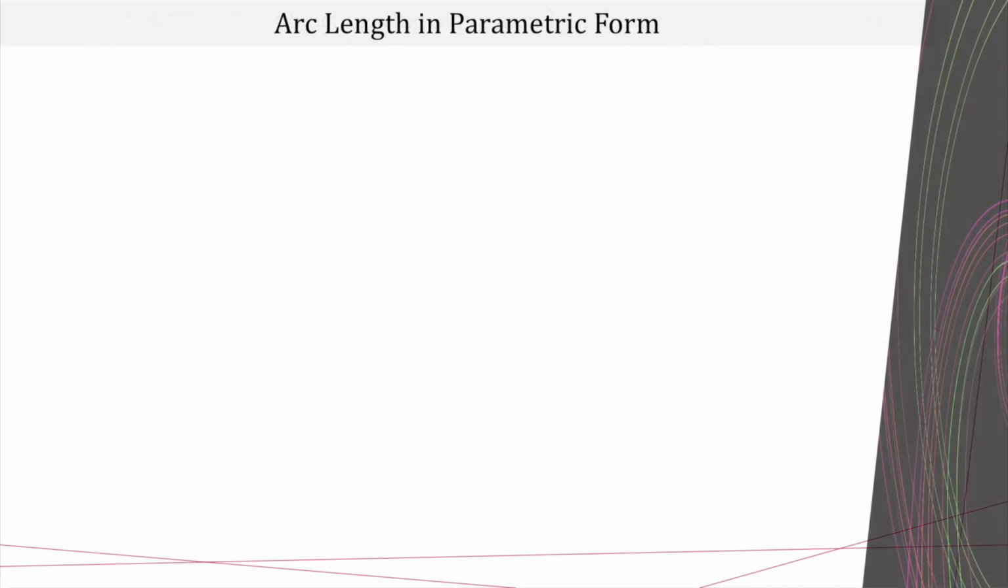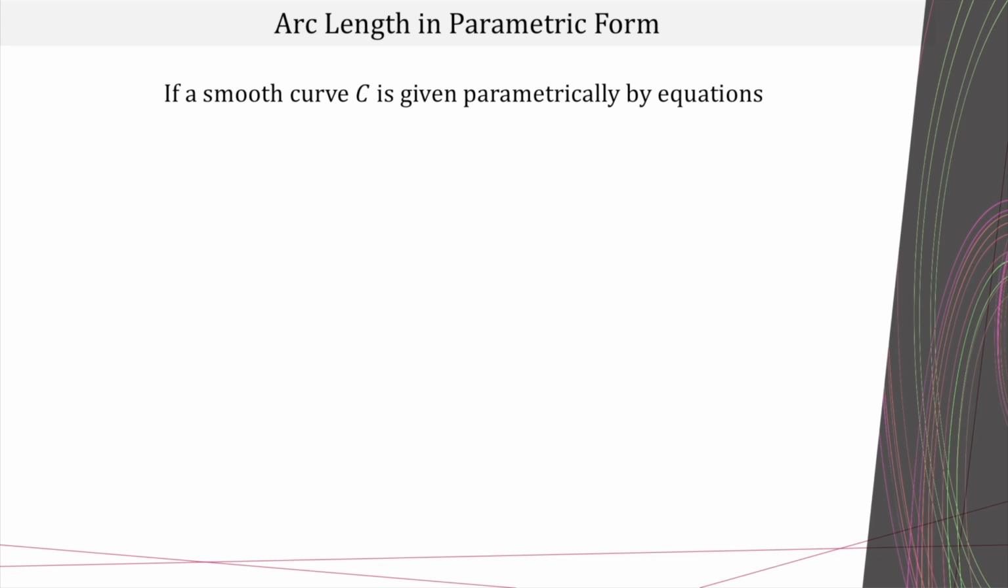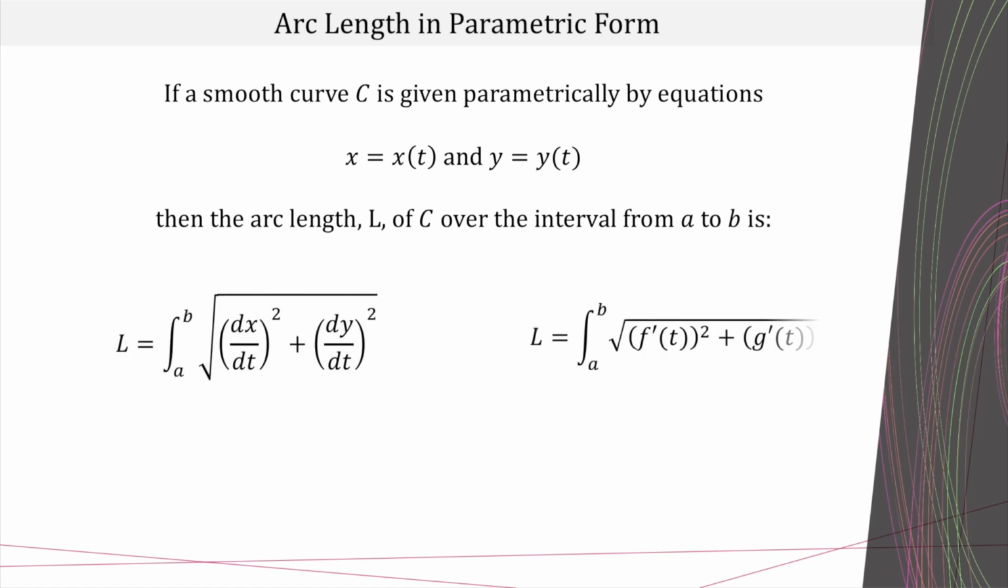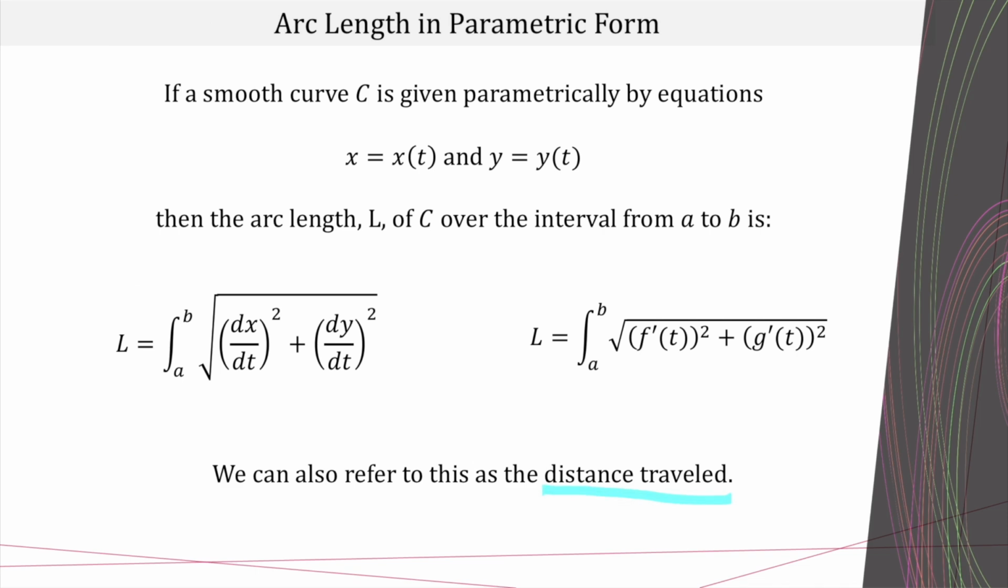Now we're going to move into arc length in parametric form. If a smooth curve C is given parametrically by these equations, x equals x of t and y equals y of t, then the arc length L of C over the interval from a to b is, oh, look at this. Here's the speed, and we're just integrating it from a to b. Sound familiar? Very similar to our regular particle motion, we've just got two components going on here. So we can also refer to this as distance traveled.